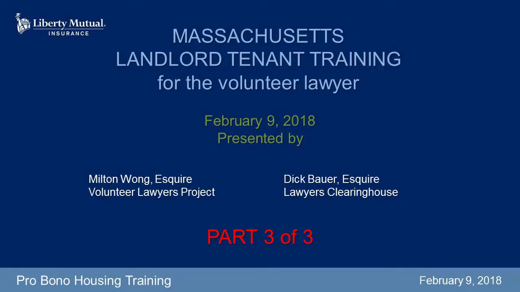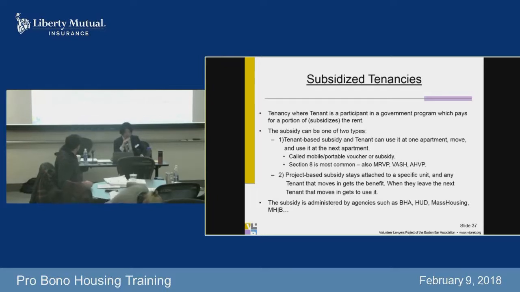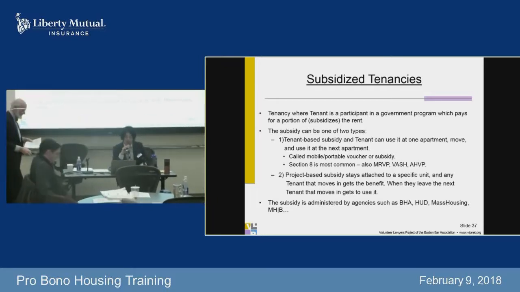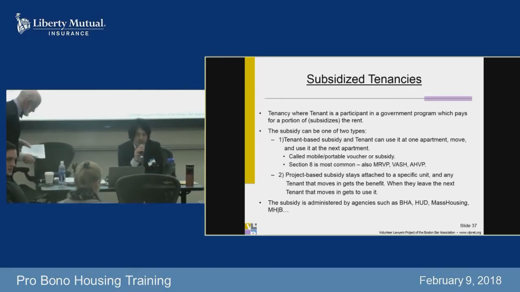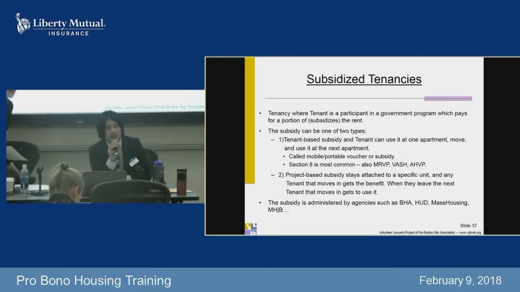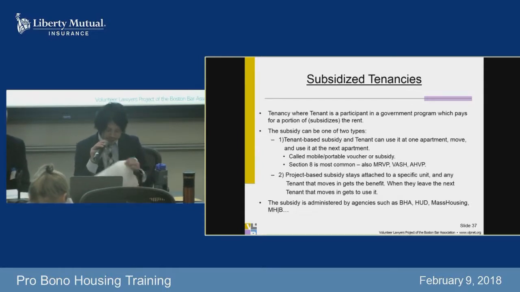Okay, y'all, we're gonna get on with the last section. And we're gonna be talking about mediation. We're also gonna have a mediation exercise at the end, which I think will be fun and valuable. But we briefly also wanna touch upon subsidized tenancies, which is something that we're actually gonna see a lot of. It's a pretty common situation for the clients that come up to us at the clinic.